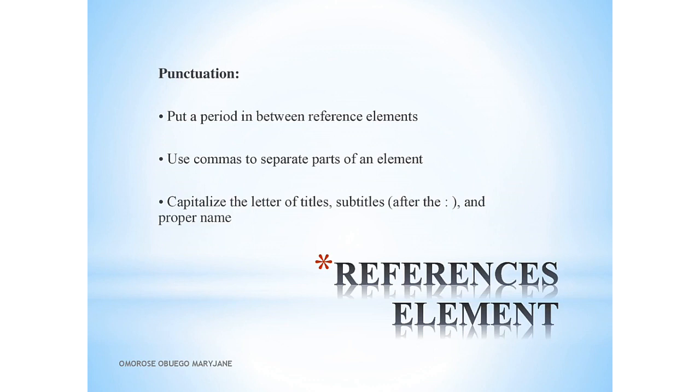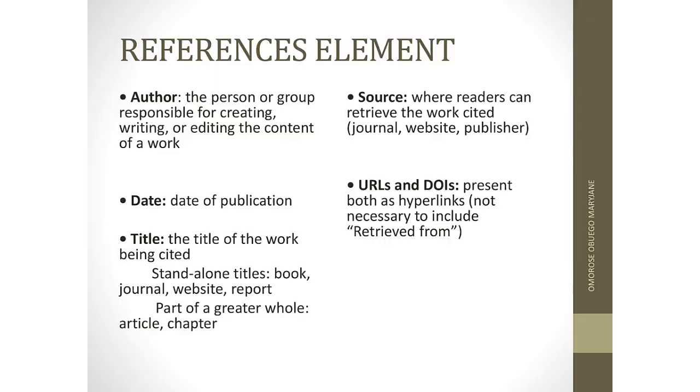Other reference elements include the author, that's the person that wrote the content that you used, the source where you can retrieve the work from, whether it's a journal, a website, or publisher, then the URL if given, date, title. It goes in the format of author, date, title, source, and URL.